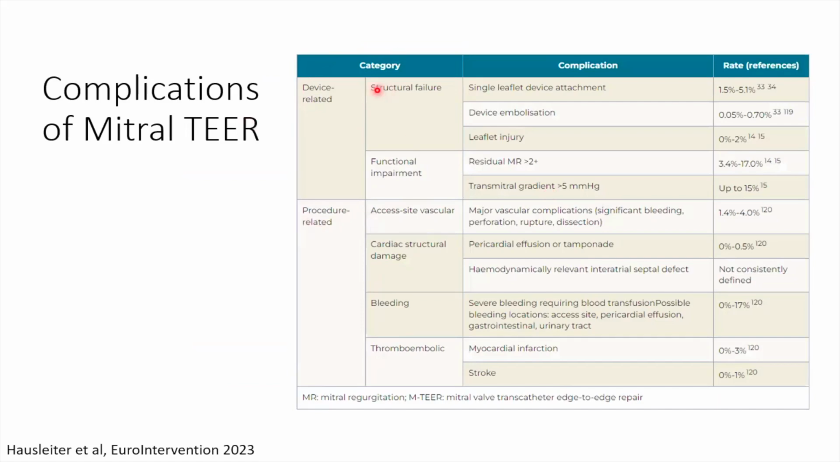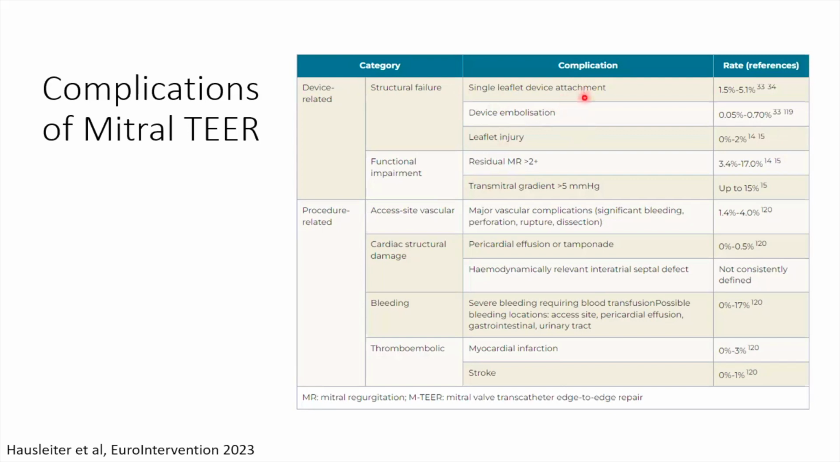In terms of device-related, it can be structural failures or functional impairment, in which you have residual MR. For example, there may be hemodynamic changes during the procedure that make it difficult to assess how much MR is remaining, and so you may have underestimated that. Or the transmitral gradient. In terms of structural failure, there are these three types of leaflet and device problems that can happen, which is the focus that I wanted to go into.